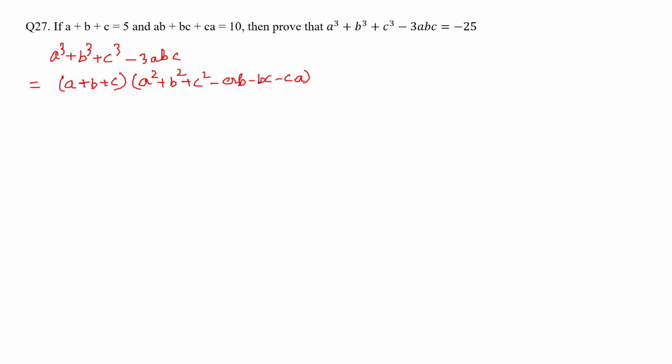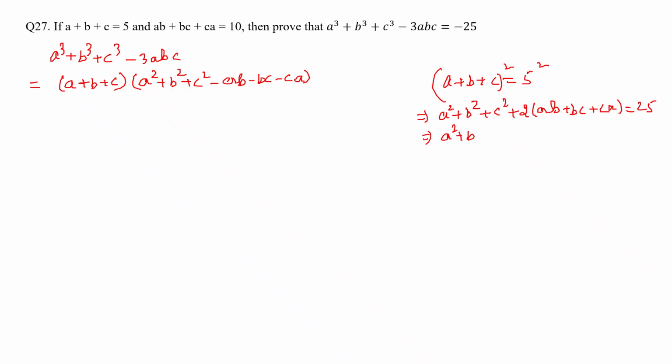So, for that what we can do, what is given here? A plus B plus C equal to 5. Now, square on both the sides. So, this is identity. It will become A square plus B square plus C square plus 2AB plus 2BC plus 2CA. I am taking 2 common. So, it will be A square plus B square plus C square plus 2 times (AB plus BC plus CA) equal to 25. Now, A square plus B square plus C square equal to 25 minus 2 into (AB plus BC plus CA), which is 10. So, it will give me 25 minus 20, which is 5.